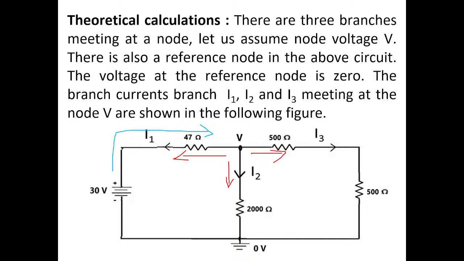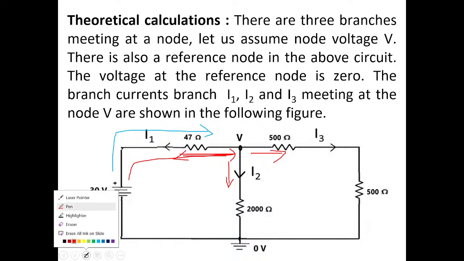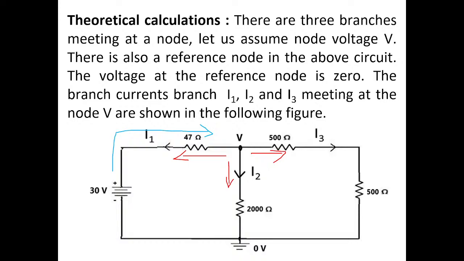But I'm not considering all the nodes here. I'm going to consider only those nodes where current divides or current adds up. So current starts to flow from 30 volts towards this source voltage. I'm sorry, I'm speaking rubbish. Okay, now current starts from this 30 volts. Let us assume I1 current. It flows like this. Okay, and at this junction, what is happening? Current will divide.